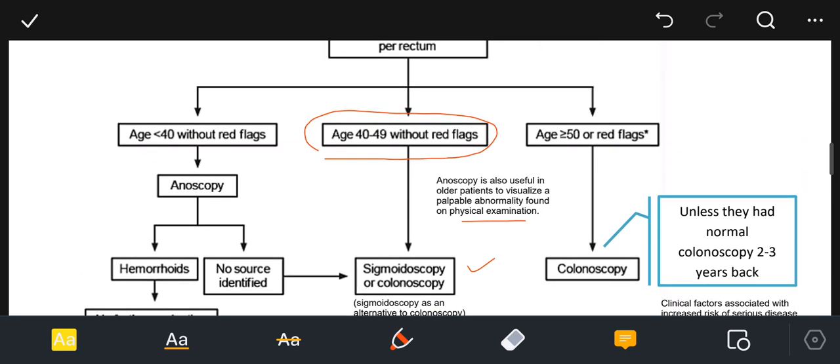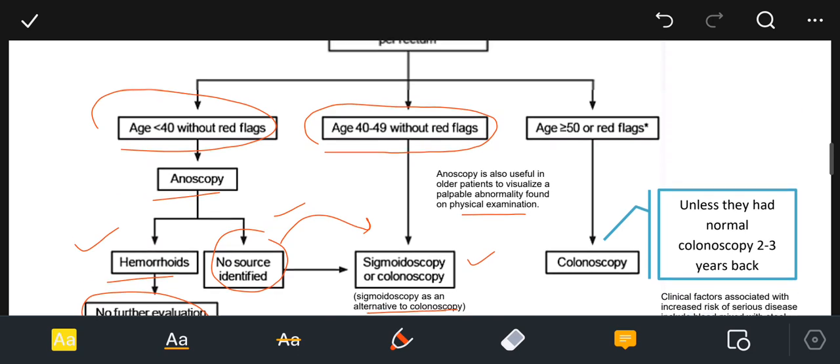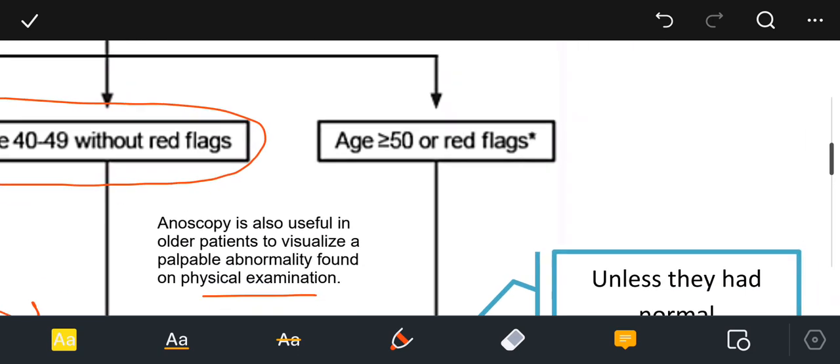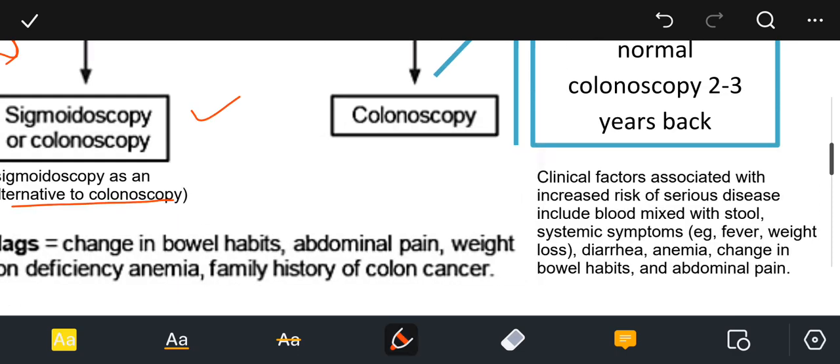So, if the age is less than 40 without red flags, then we do the anoscopy. There may be no source identified on the anoscopy, or maybe there are hemorrhoids, and if hemorrhoids are found, no need for further evaluation. If there is no source identified, then we do sigmoidoscopy or colonoscopy, because maybe the defect is deep inside. Then if the age is more than 50 and or if there are red flags, then we go for colonoscopy.